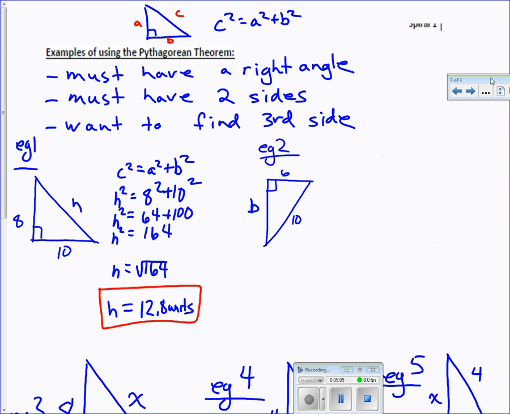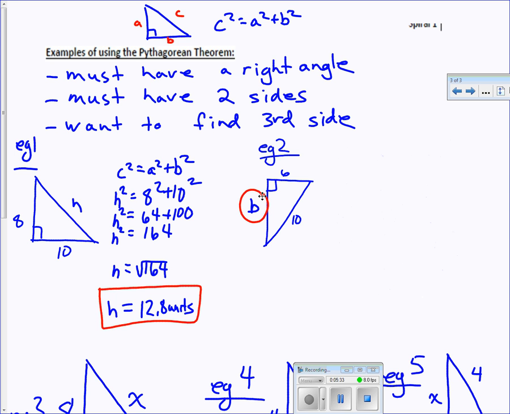The next problem we have is a triangle that's been turned around. Now, if you're not sure about the triangle, you could just turn the triangle upside down so that it looks similar to what we have for equation 1. And you'll notice that the only side that is missing is one of the legs. We have 6 and B and 10.